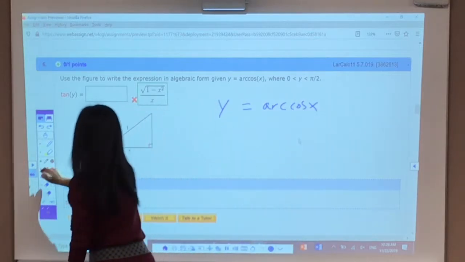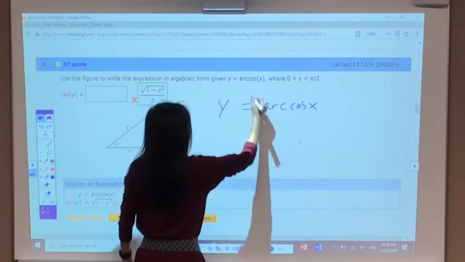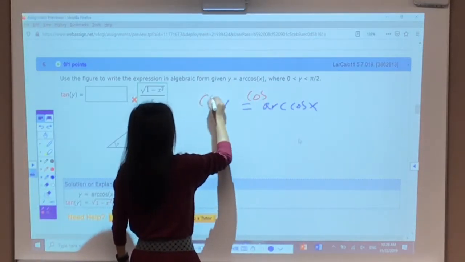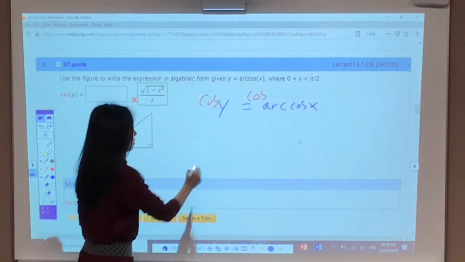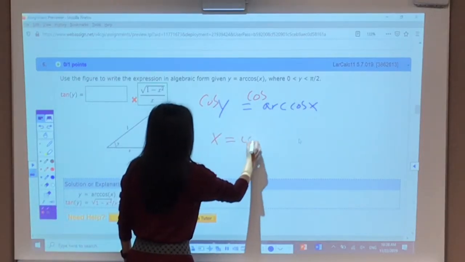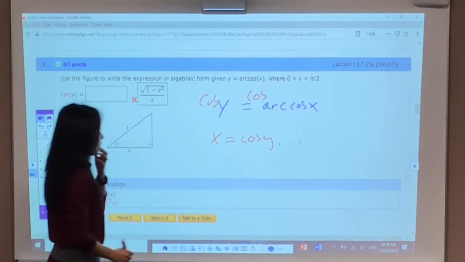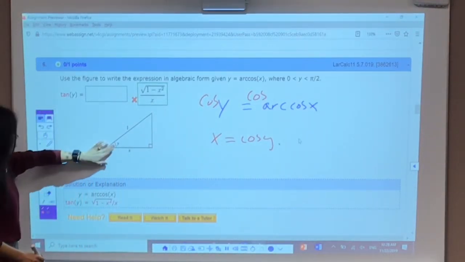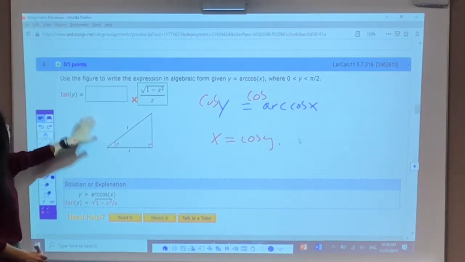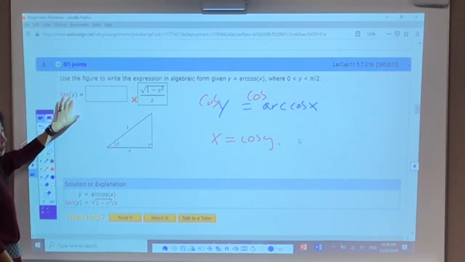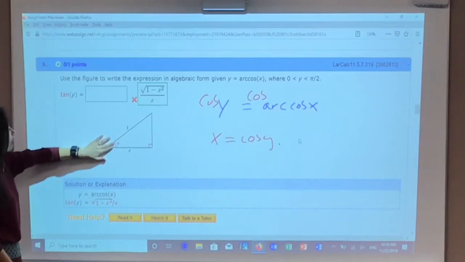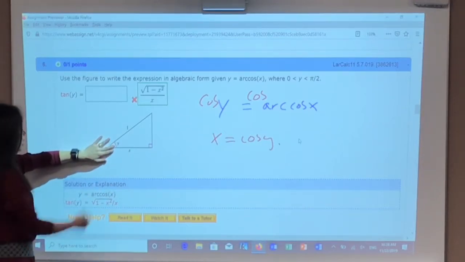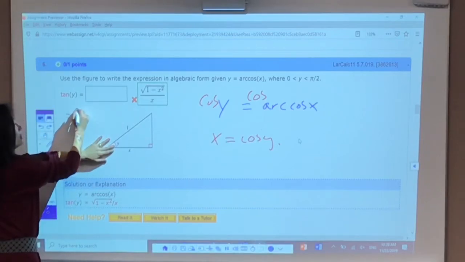All right, first thing I'm going to figure out what this is. Since it's arc cosine, I'm going to apply what? Cosine, right? So I'm going to say x is equal to cosine y. So y is right here. Oh, they wanted to find the tangent. But they already gave you this. How to find the tangent? What's the relationship with tangent? Tangent is equal to what?